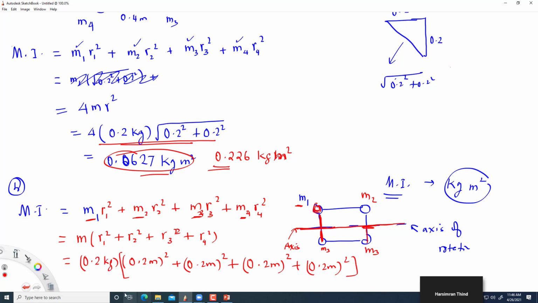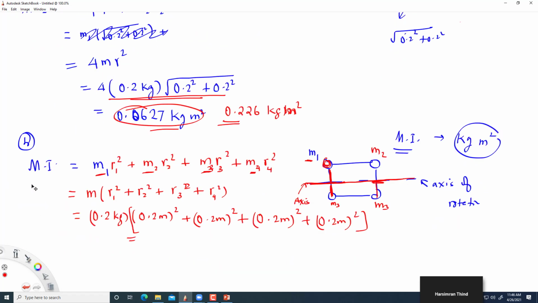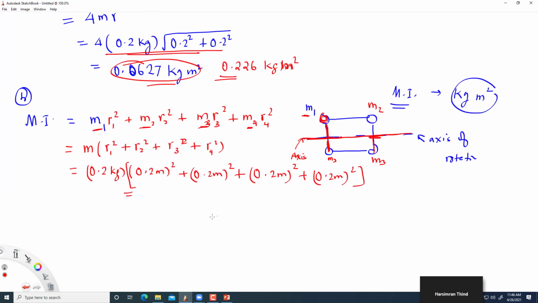So doing the math, you'll get the moment of inertia about that axis. To simplify this, I can write 0.2 kilogram, 0.2, 0.2, 0.2, so that's just 4 times 0.2 squared. Do the math, and that'll give you some number in kilogram meter squared. That's about that axis.